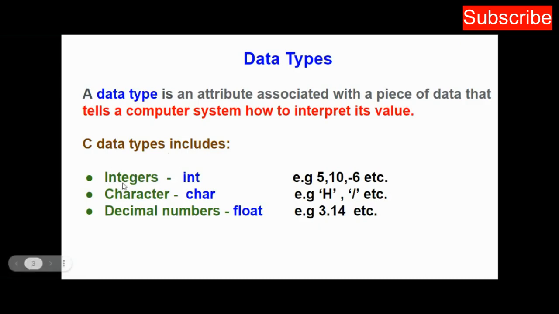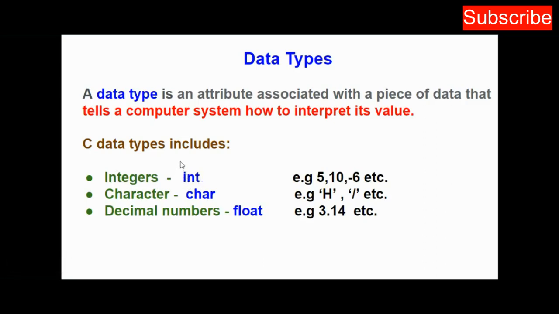The first one is integers. Integers are non-decimal positive or negative numbers. So these are numbers generally in mathematics, or normal numbers we use, but they are non-decimal. So they can be 5, it can be 10, it can be -6, -1 million, +1 trillion, whatever number you're talking about. So far it's non-decimal, it is seen as an integer. It is denoted in C programming as int in lowercase.